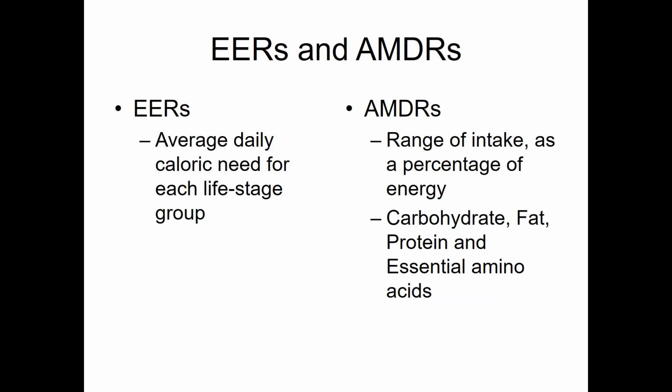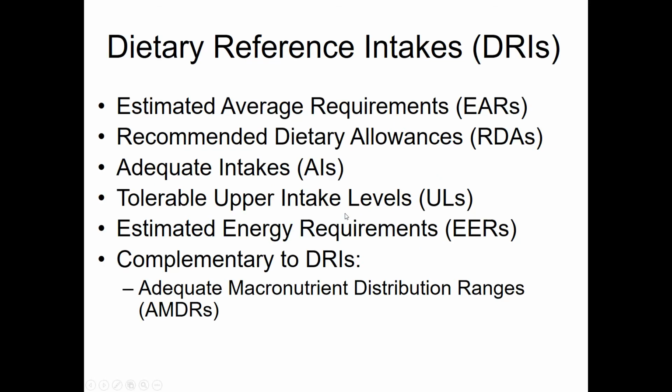There are also EERs, or estimated energy requirements. These are in the form of calories needed per day, and AMDRs. These are in a range of percentages needed for each energy-yielding macronutrient. Since there's no specific amount recommended, just a proportion, the AMDRs are not a DRI. So you should now be able to distinguish all of these acronyms from each other and be able to define them.